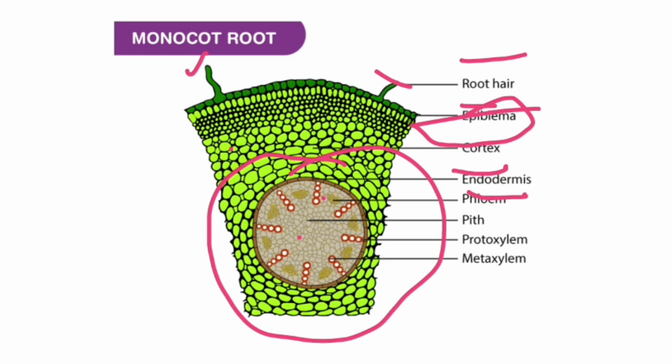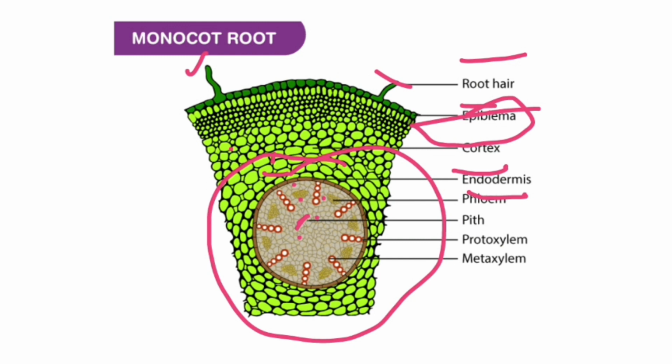Xylem and phloem are present on separate radii, and this arrangement is called radial arrangement of vascular bundles. The xylem alternates with the phloem strands, and both xylem and phloem strands are present in the exarch condition. It means both metaxylem and metaphloem are present in the center, and protoxylem and protophloem are present towards the periphery, that is towards the epidermis.